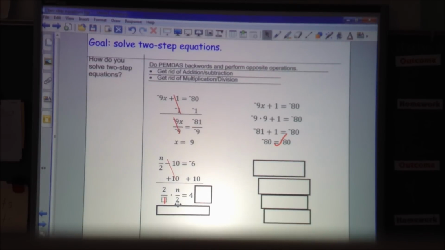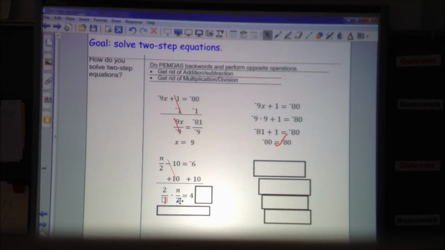And these two 2's cancel each other out, because if I slide this 2 over to here, 2 on top of 2 is a 1. So they cancel out and I'm left with n. And on this side, I'm just going to multiply by a regular 2 because it doesn't look like a fraction. And 4 times 2 is 8. So I get n equals 8.